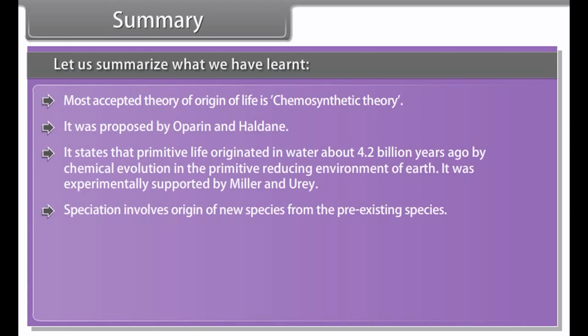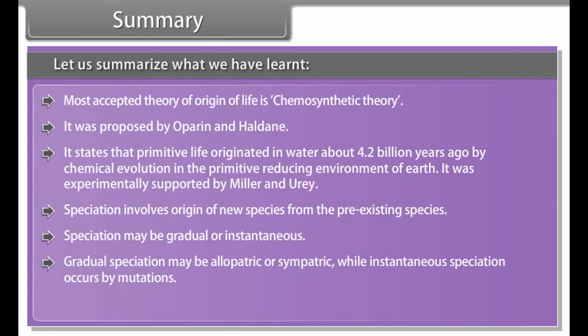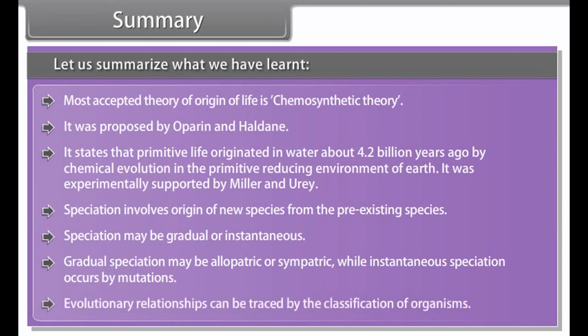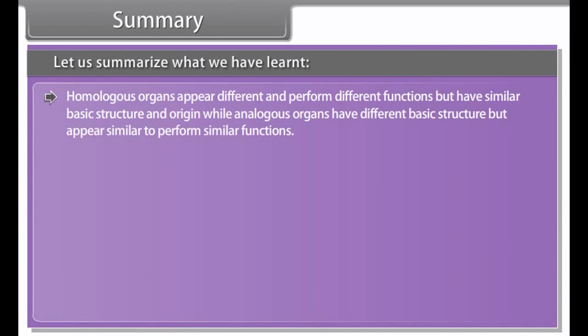Speciation involves the origin of new species from pre-existing species. Speciation may be gradual or instantaneous. Gradual speciation may be allopatric or sympatric, while instantaneous speciation occurs by mutations. Evolutionary relationships can be traced by the classification of organisms. Homologous organs appear different and perform different functions but have a similar basic structure and origin, while analogous organs have a different basic structure but appear similar to perform similar functions.